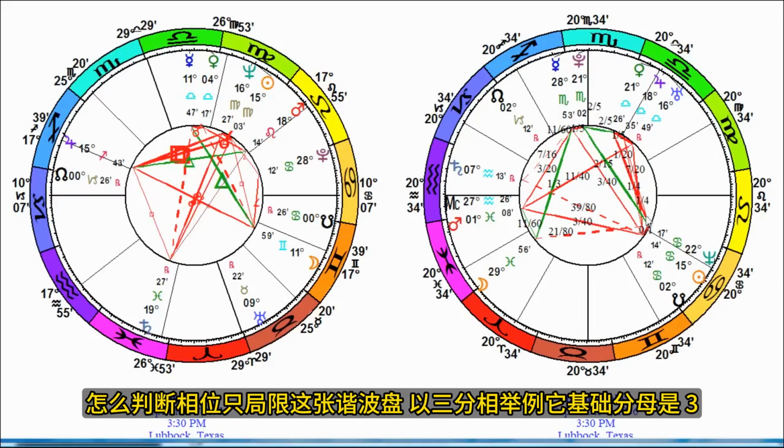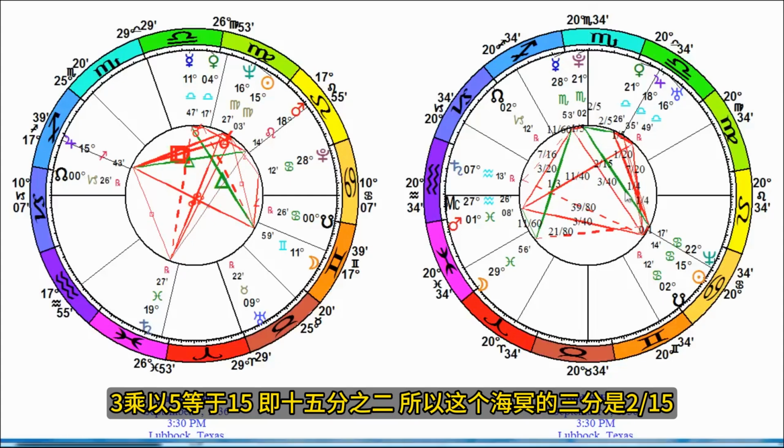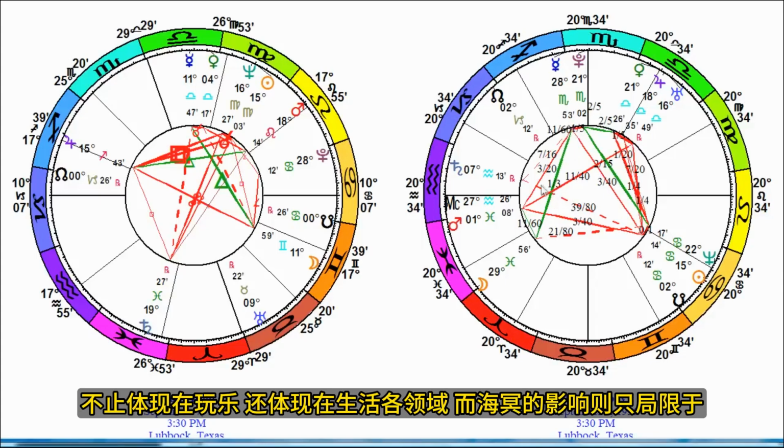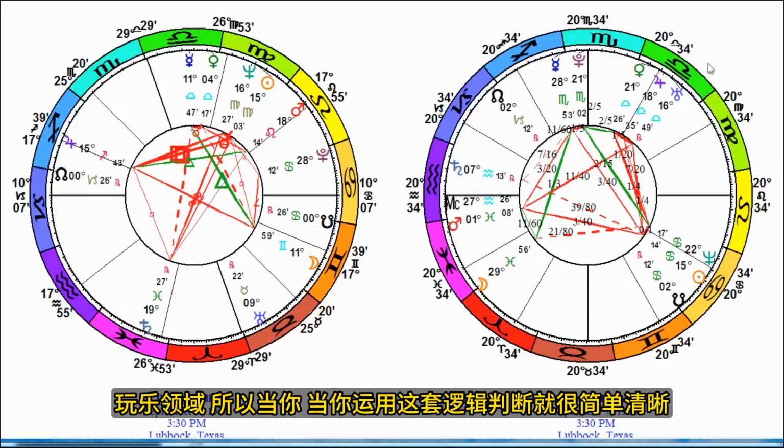How do I know it applies only to this harmonic chart? Because it's a trine, it's 3. 3 times 5 is 15. It's 2/15. So this one, Neptune Pluto's trine, says 2/15. This trine, Moon Mercury, on the other hand, says 1/3. So the Moon Mercury applies to other areas of life in addition to play. The Neptune and Pluto applies only to this area of life.